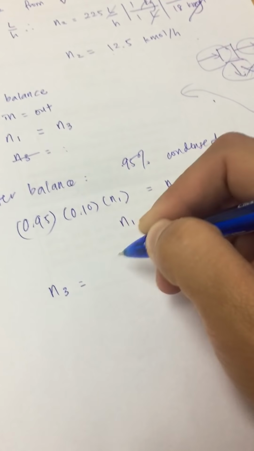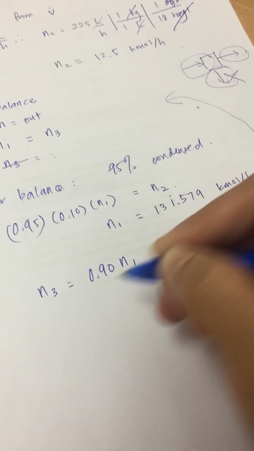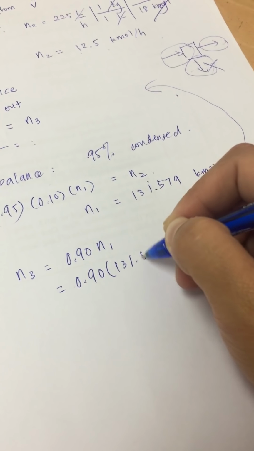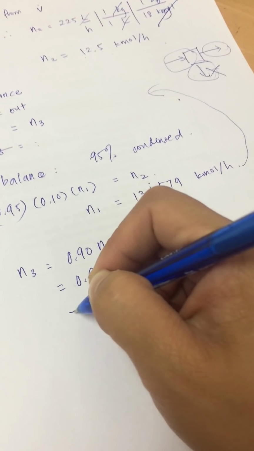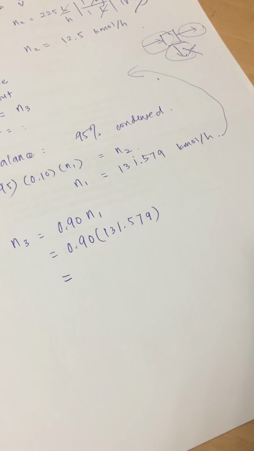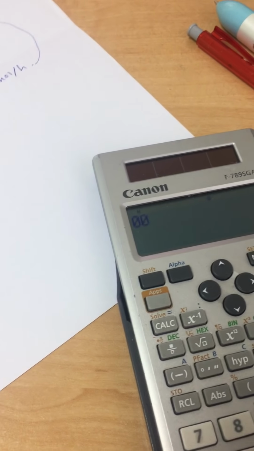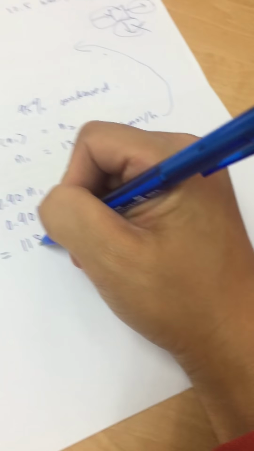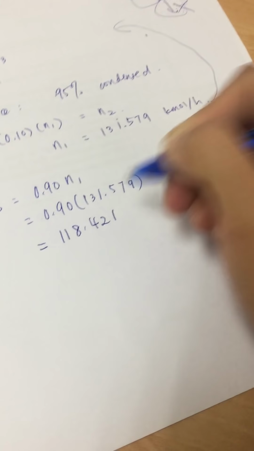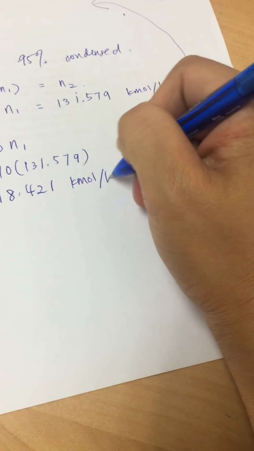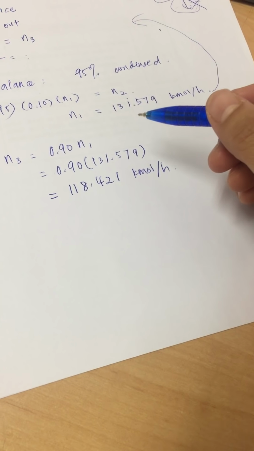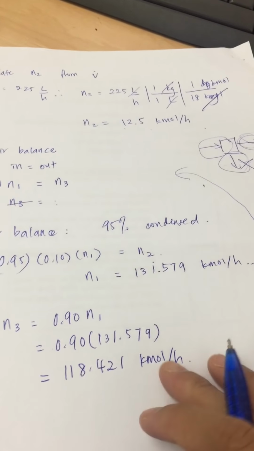So N3 equals 0.90 N1, which equals 0.90 times 131.579. Okay, take your calculator. 0.9 times 131.579 equals 118.421 kilomole per hour. Next is N4, i.e. the kilomole of water in the outlet gas stream.